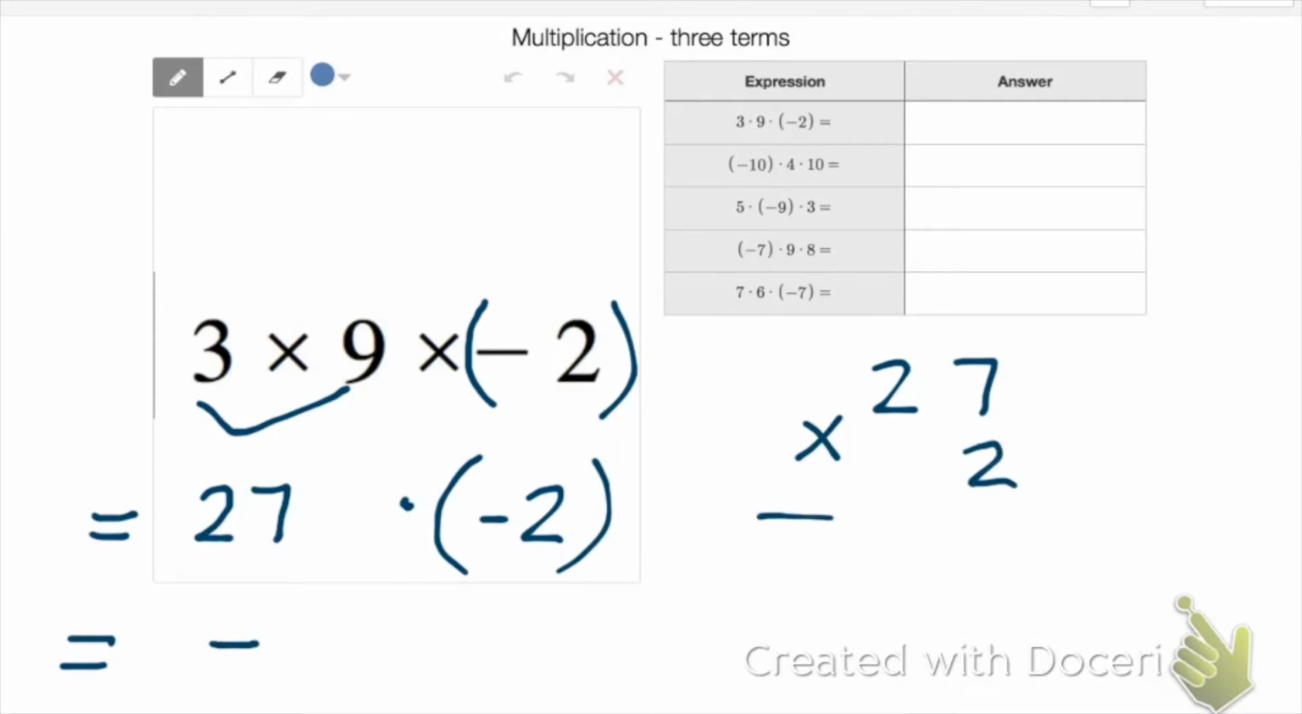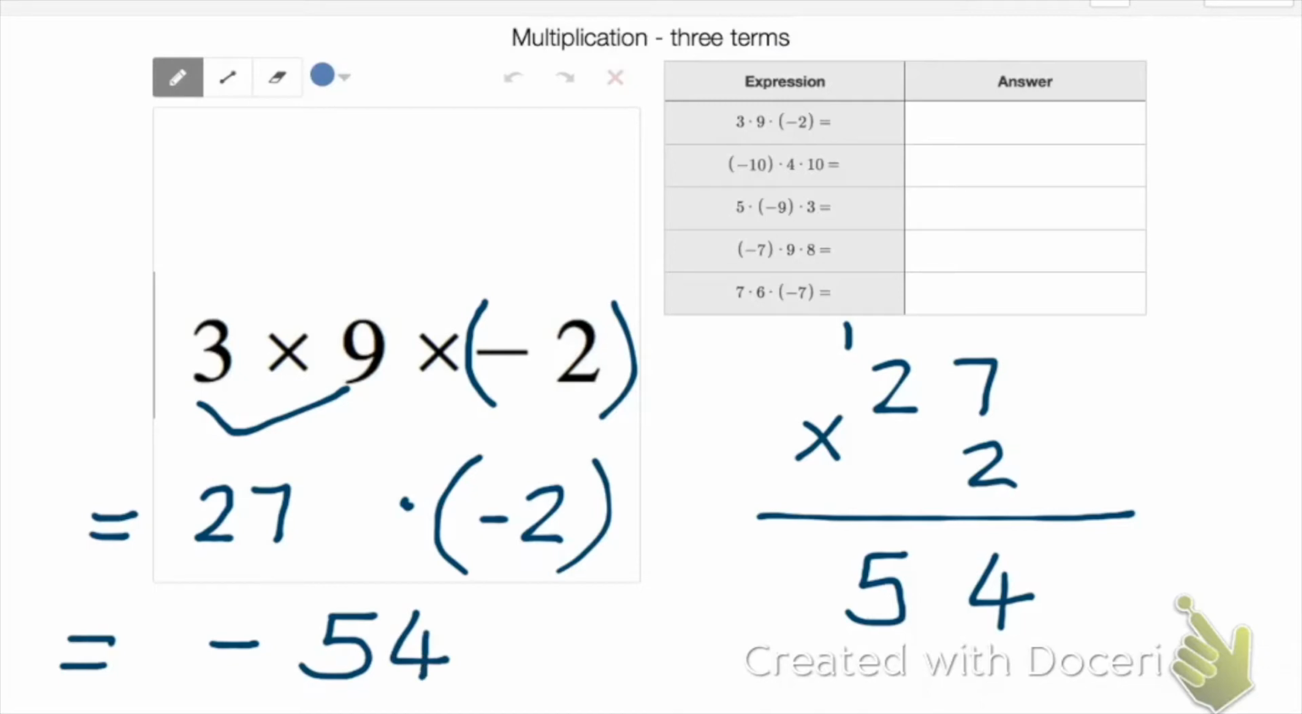And now we set it up. 27 times 2. 2 times 7 is 14. We write 4. We remember 1. 2 times 2 is 4 plus 1 is 5. So the final answer is negative 54.